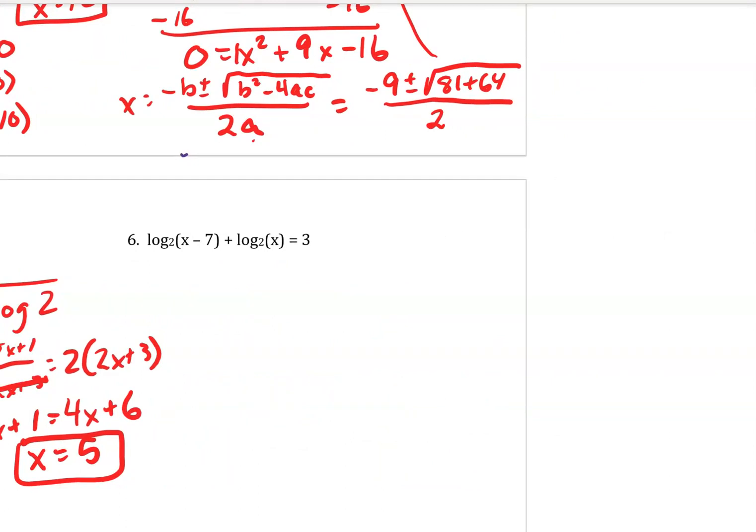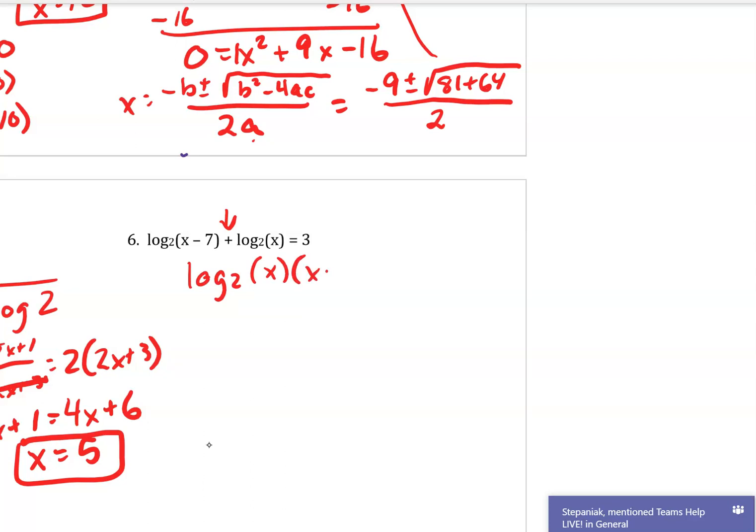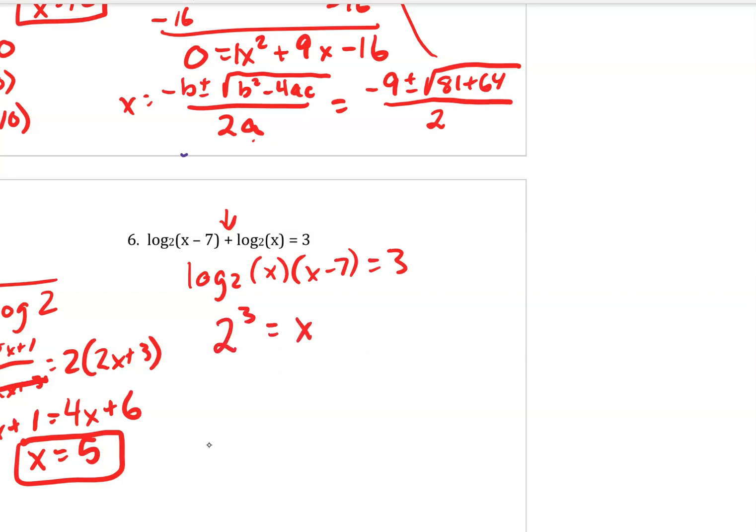Number 6, I have plus. Plus is part of our product rule. So this is log base 2 of x times x minus 7 equals 3. Going back to our rules again, this means that 2 to the third power equals x times x minus 7. So that means that 8 equals x squared minus 7x. I'll subtract 8 from each side.